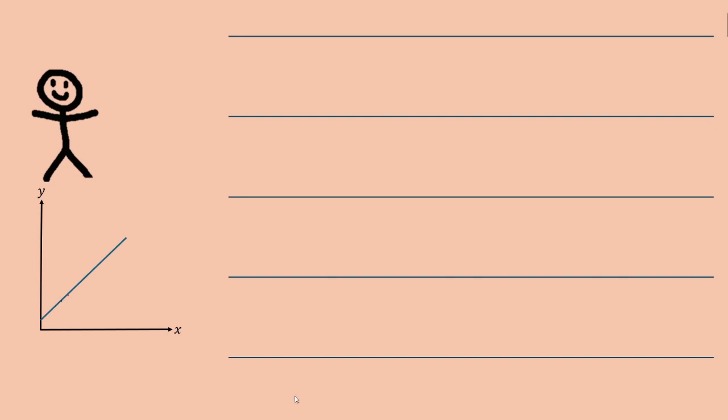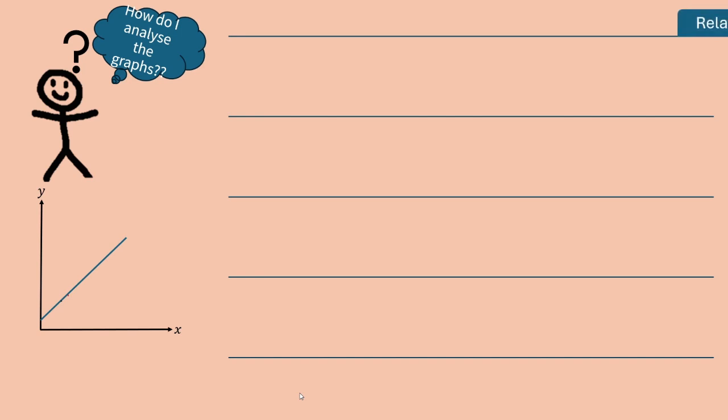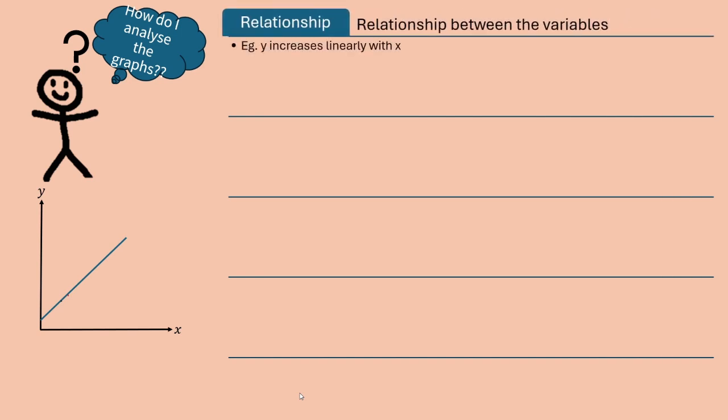And now you may be wondering, how do I analyze the graphs? You say that this graph is like this and like that, but you never told us how to analyze it. Well, don't worry, I haven't forgotten about that. Alright, the first one we have here is relationship, which is the relationship between the variables. By looking at this graph, we'll say that y increases linearly with x.